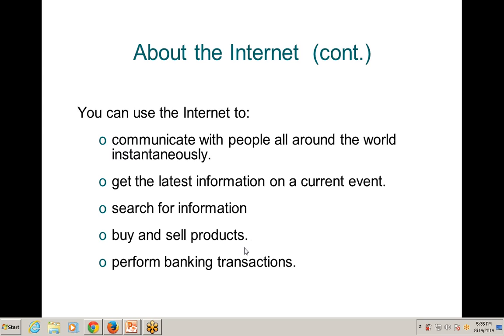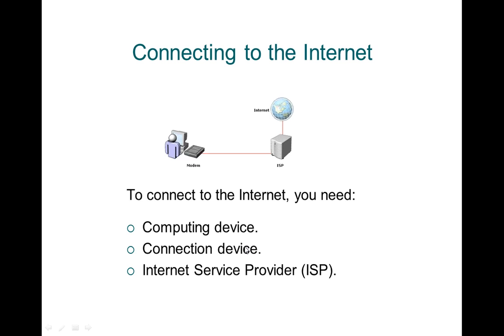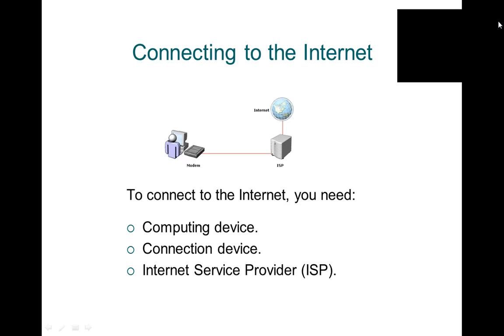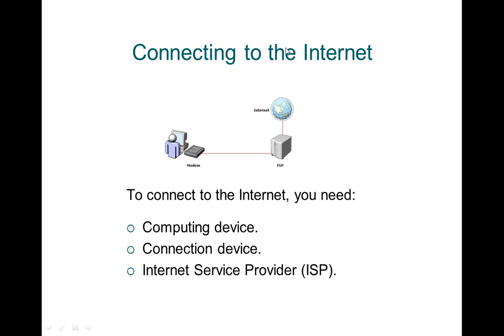This is how a computer or modem is connected to the network or internet. This is connected to the internet. This is the diagram: this is the modem, this is the internet, and this is the ISP. This says that whenever you want to connect to the internet, there are some requirements for connecting to the internet.